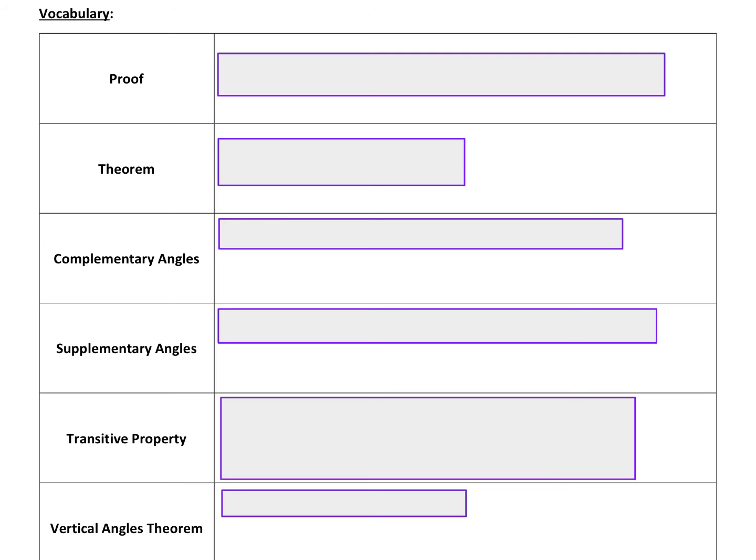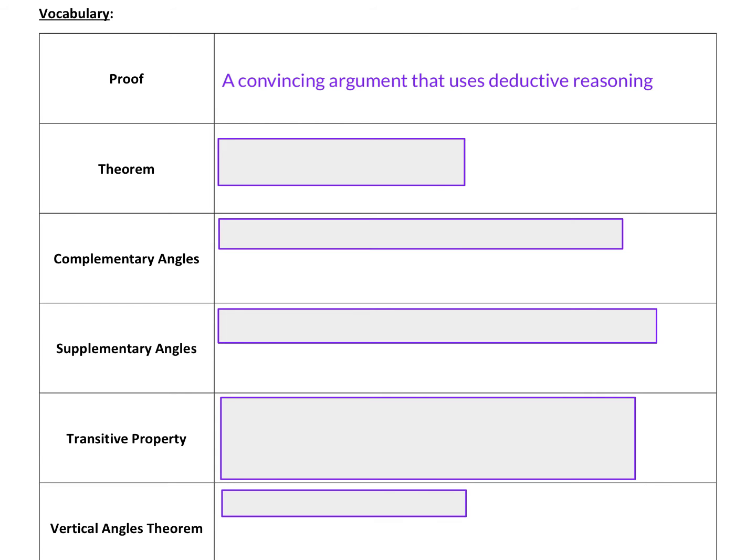Okay, we've got some vocabulary to put into our notes. First, what actually is a proof? A proof is a convincing argument that uses deductive reasoning. You'll want to pause as we go along here, because I'm going to take a moment's pause and keep going, but not enough time for you to write it down, I'm assuming. A theorem is a conjecture that is proven.